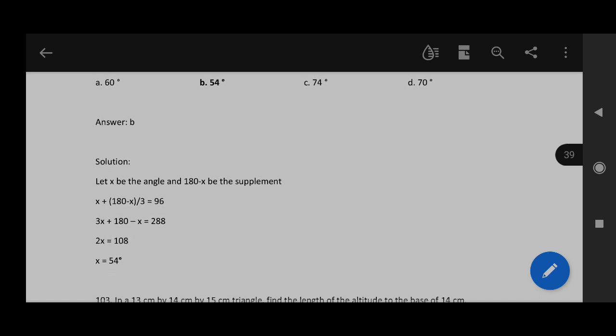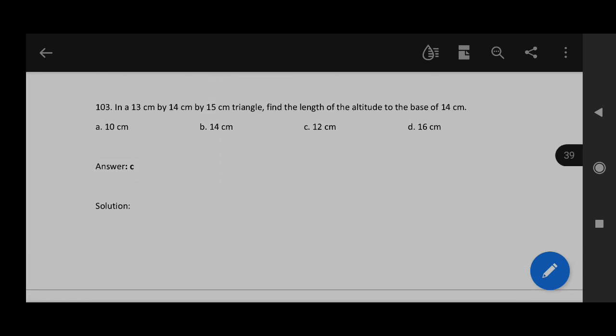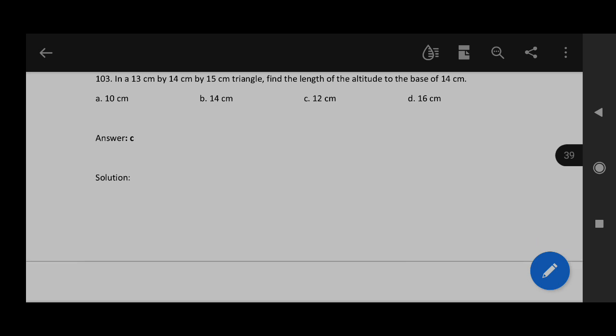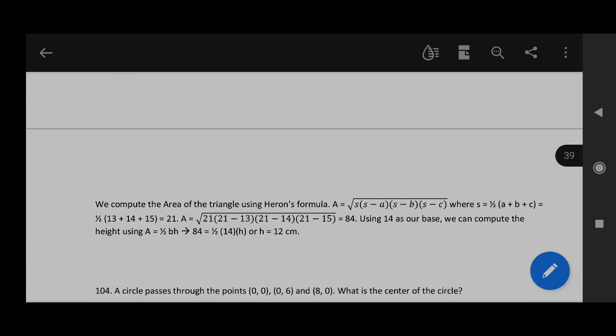54 degrees. Next, we have problem 103. In a 13 cm by 14 cm by 15 cm triangle, find the length of the altitude to the base of 14 cm. Sagot natin dyan ay letter C, 12 cm. Pero paano tayo nag-come up sa 12 cm? Here's the solution. Gamitin natin, guys, yung Heron's formula.